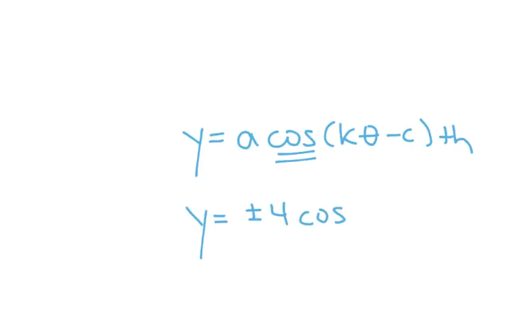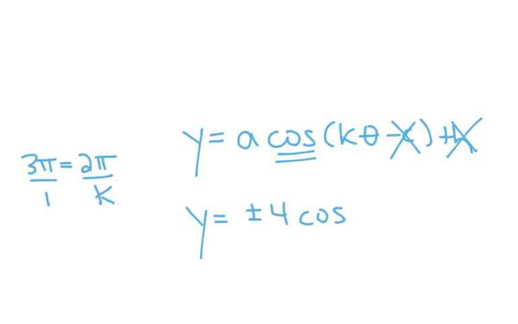Alright, so next we're going to find, there's no H. Oops, I don't know why I did that. There's no H because there's no vertical shift. There's no phase shift. So the only other thing I need to worry about is what's K. This is the case where we set the period equal to 2 pi over K.